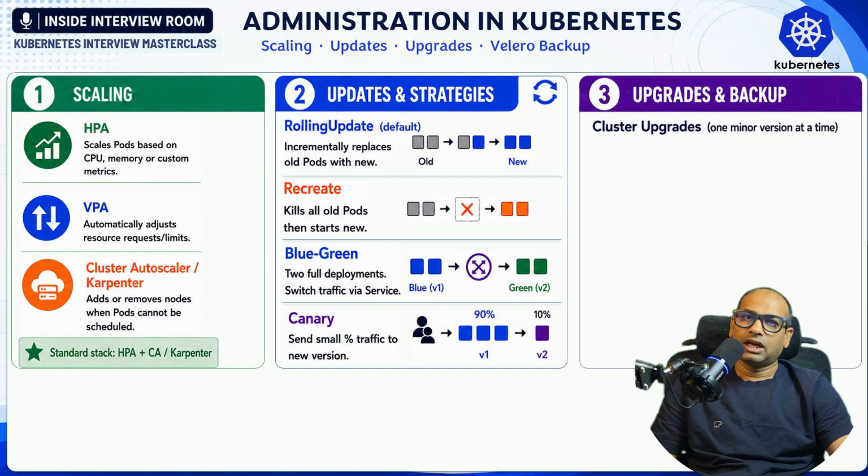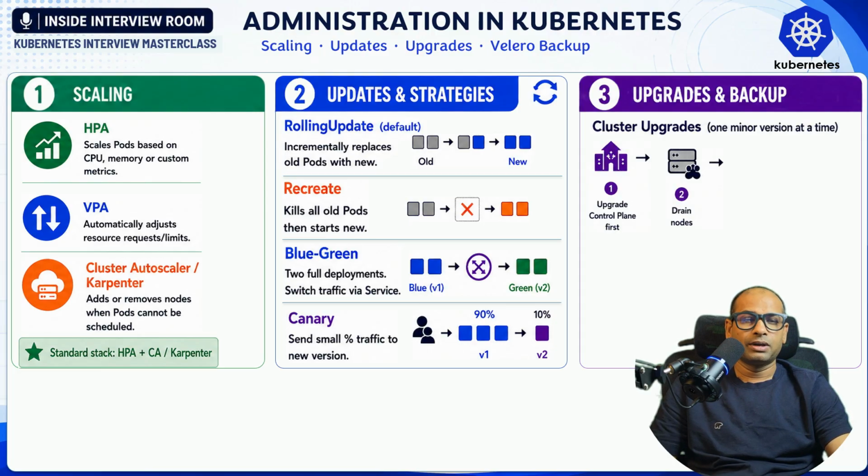Cluster upgrades. Also, I usually ask in multiple interviews how we can do the skip-level cluster upgrade. So how can we do that? Upgrade the control plane first, drain the nodes, upgrade the nodes, and uncordon and resume the traffic.